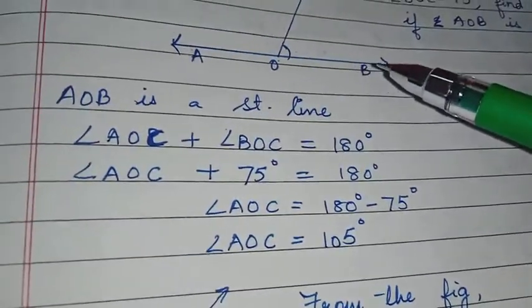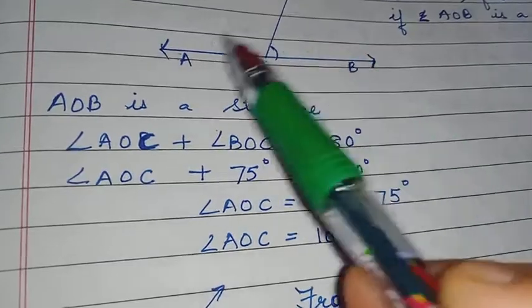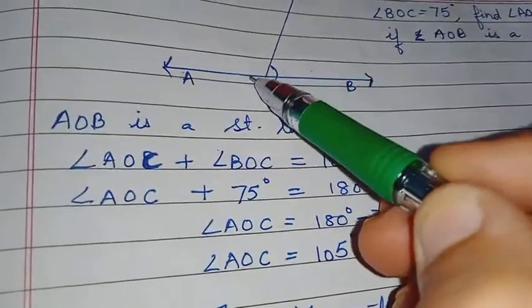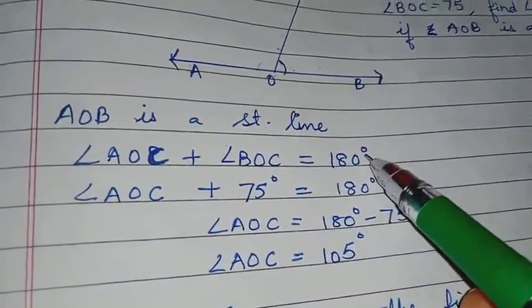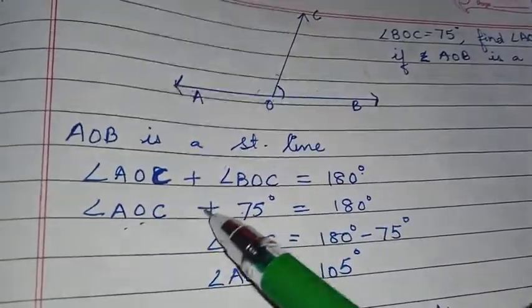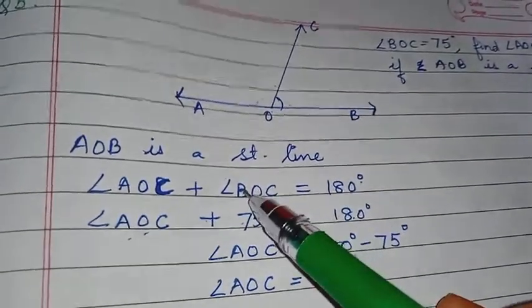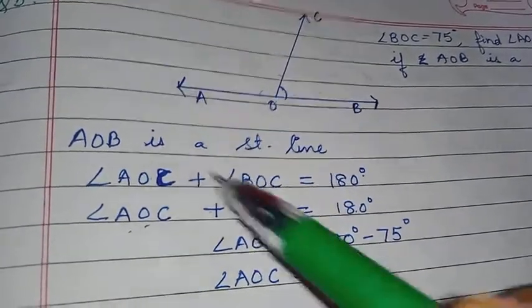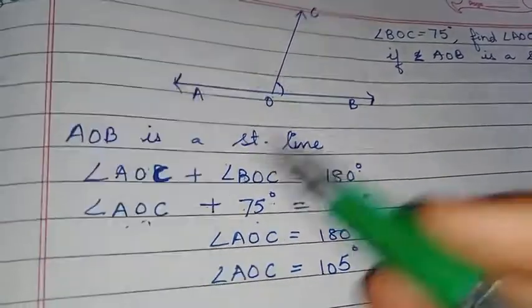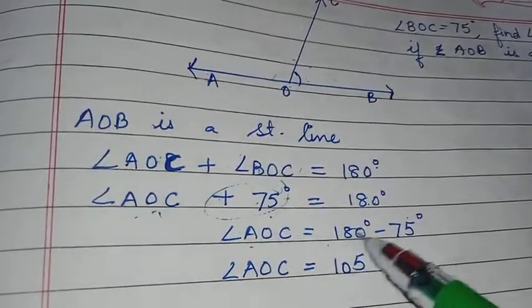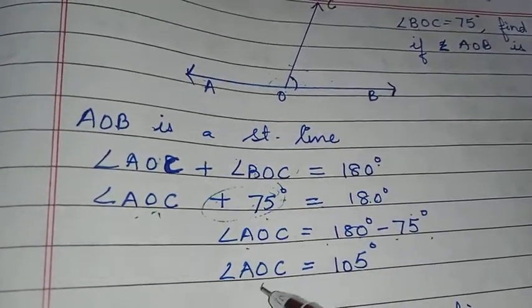So during our classes we had seen that AOB is a straight line. So angle AOC plus angle BOC, see, this angle plus this angle is equal to 180 degrees. So angle AOC plus 75 degrees is equal to 180 degrees. BOC is 75 degrees, which is given here. So substitute the value of BOC, 75 degrees. Angle AOC, which we have to find out, is equal to 180 degrees. So transpose plus 75 to the RHS, it became angle AOC is equal to 180 degrees minus 75 degrees. Angle AOC is equal to 105 degrees.